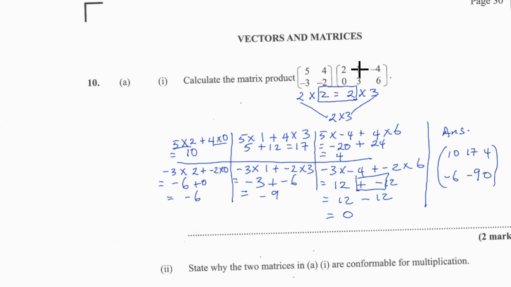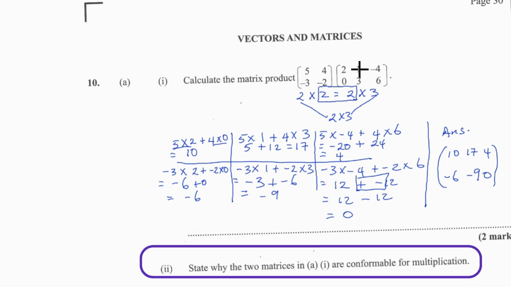And then we actually have already answered part 2 of this question, which asks us to state why the two matrices are conformable for multiplication. The answer to this is exactly what we talked about at the beginning of part A1, which is that these two numbers here match: the number of columns in the first matrix is equal to the number of rows in the next matrix. So these two inner numbers match, and therefore they are compatible.